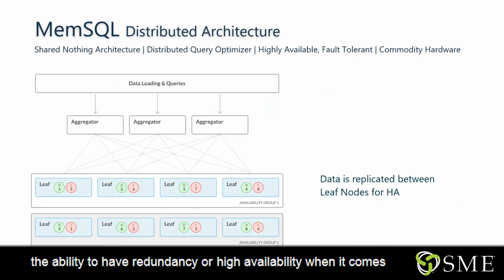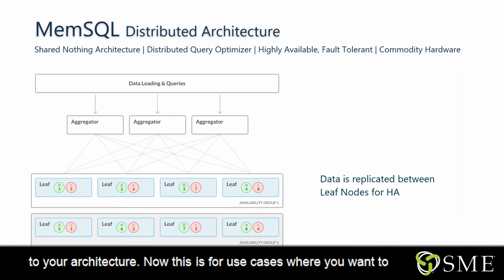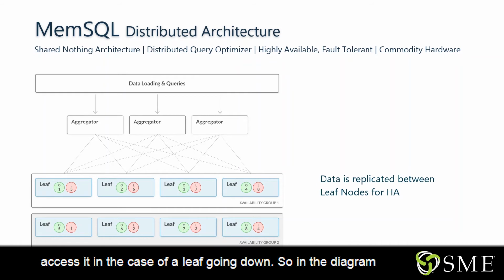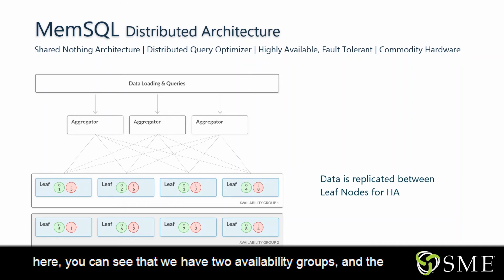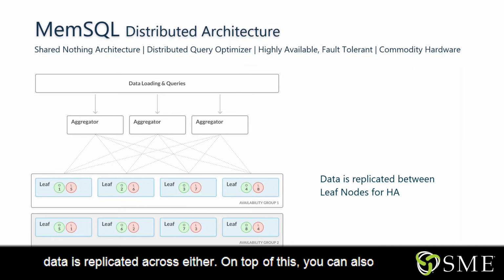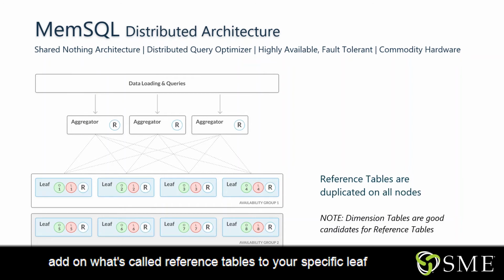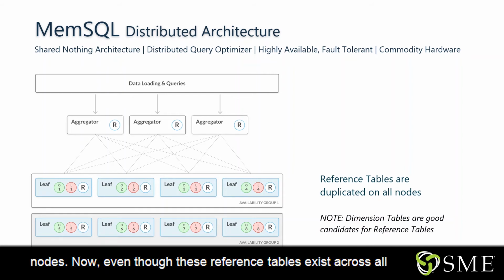But you also have the ability to have redundancy or high availability when it comes to your architecture. Now this is for use cases where you want to make sure that your data is secure and that you're able to access it in the case of a leaf going down. So in the diagram here, you can see that we have 2 availability groups and the data is replicated across either. On top of this, you can also add on what's called reference tables to your specific leaf nodes.